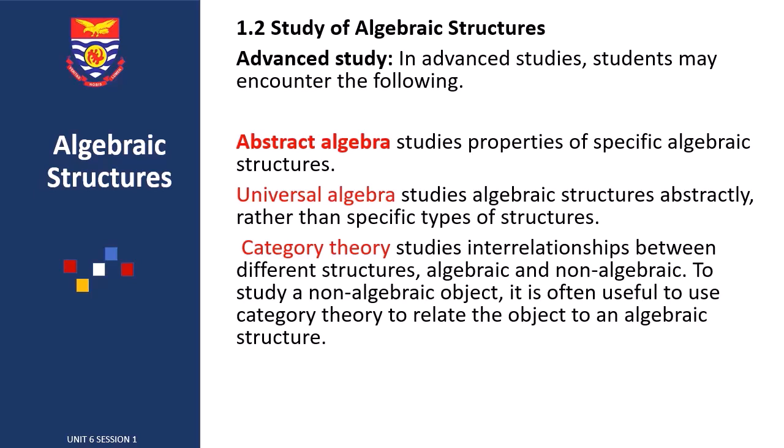To study a non-algebraic object, it is often useful to use category theory to relate the object to an algebraic structure. So category theory is also very, very important. They are all part of abstract algebra or algebraic structure. So abstract algebra is a subset of algebraic structure. So it's very, very important. That's why we divide mathematics into two. Either you go in for pure maths or you go in for applied mathematics, but they are both related. You study both of them, then you become the best mathematicians.